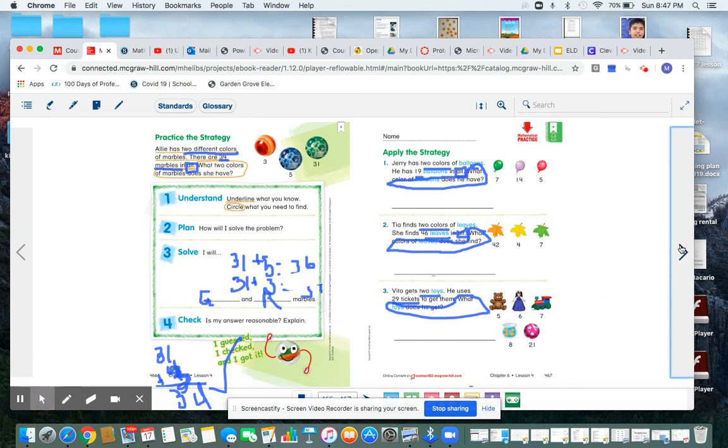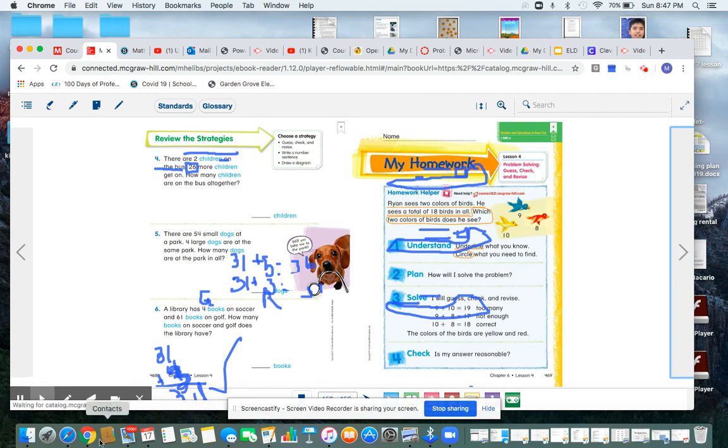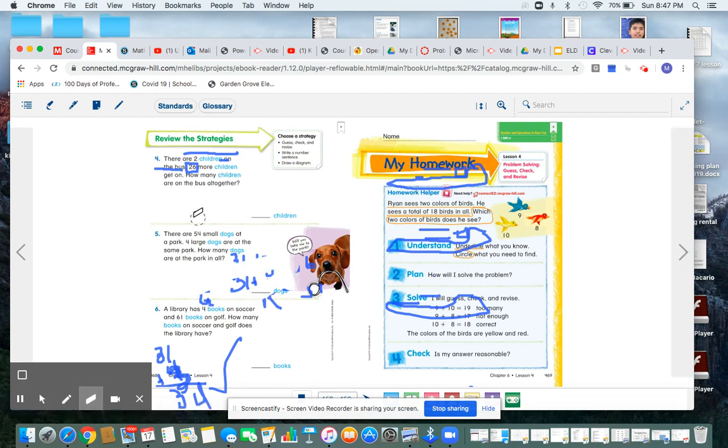Then you're going to turn the page. And then I'm going to delete this so that you can see.